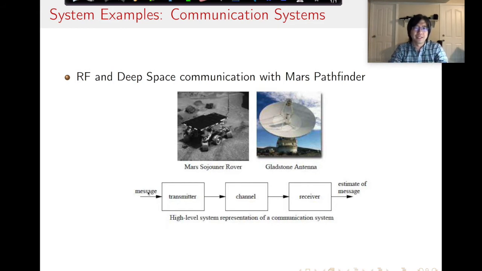In this system, we can see that we have an input message, a transmitter, and a channel. The channel is basically from the ground to Mars, so it's a very complicated channel. We have a receiver here, and the receiver will estimate the transmitted message, in order to know what is sent. So this is a very high level representation of a communication system. We have an input signal and an output signal, and everything in between is basically a system, right? Okay, good.